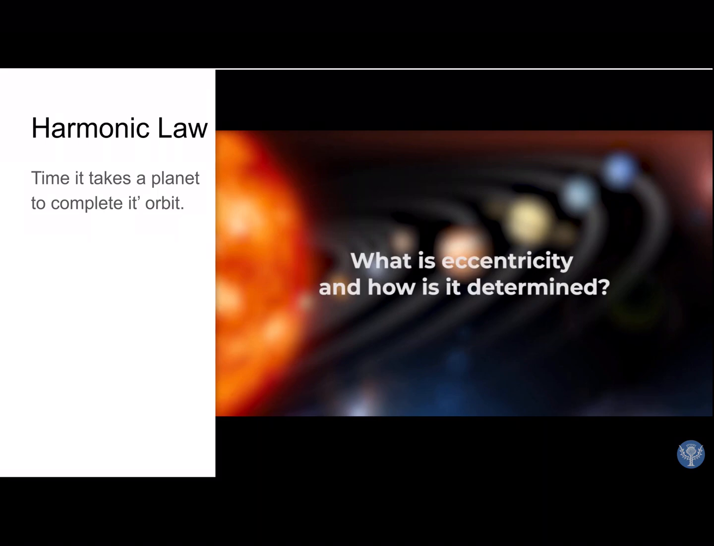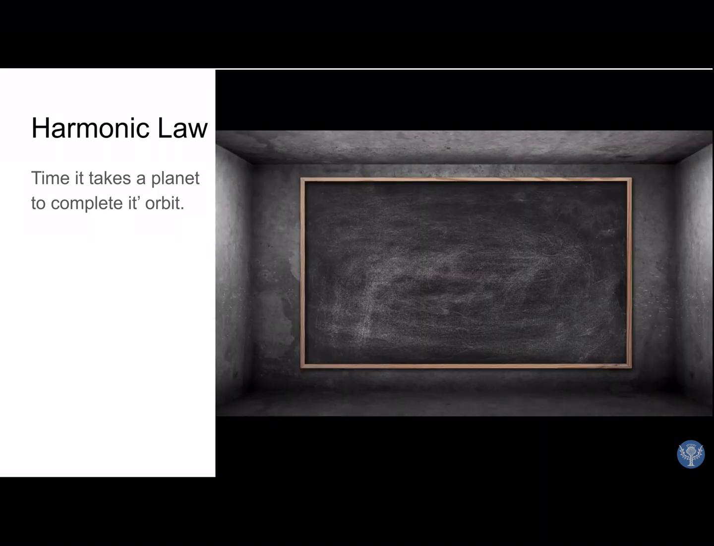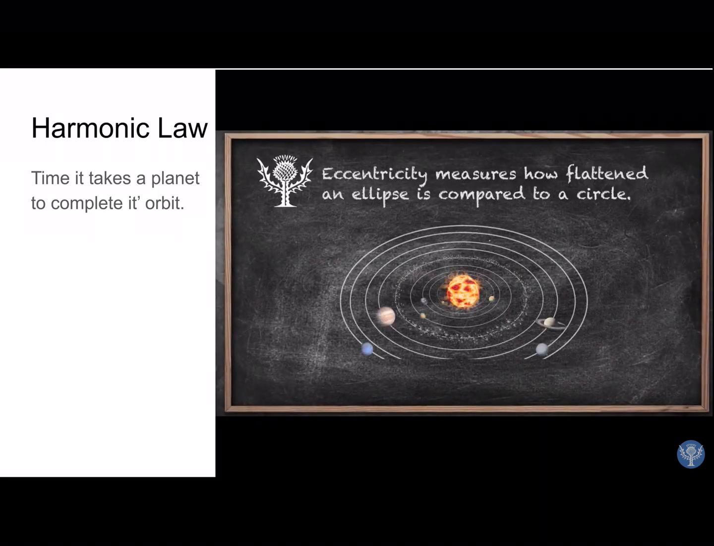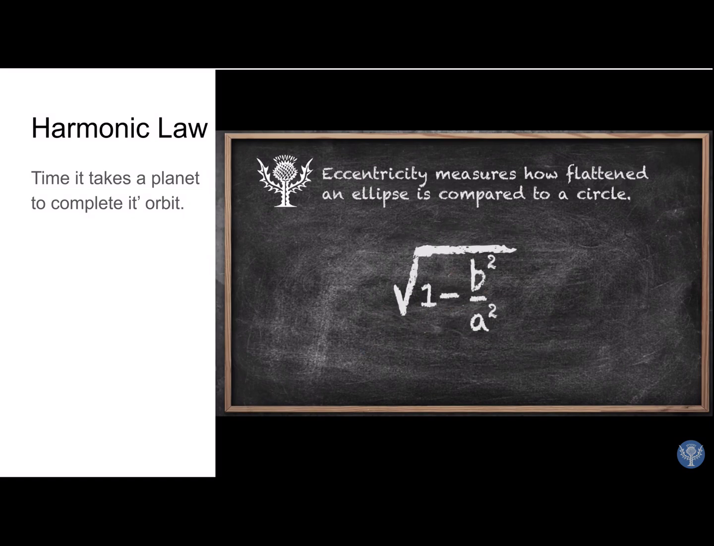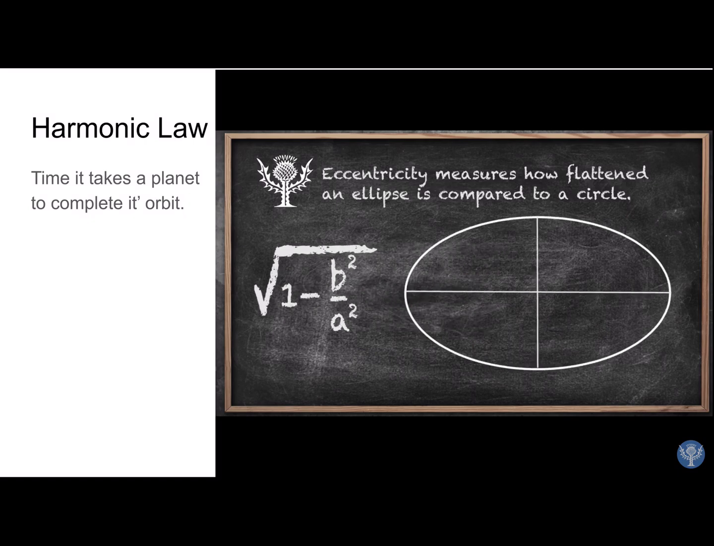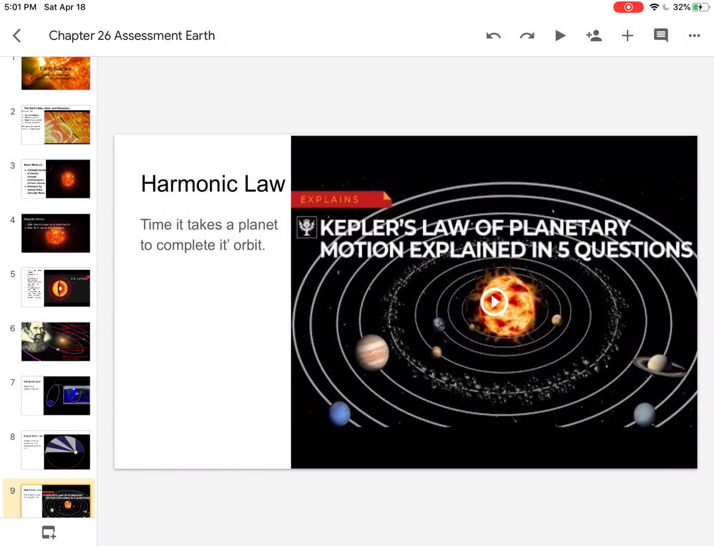But what is eccentricity? How do you figure it out? Eccentricity measures how flattened an ellipse is compared to a circle. We calculate it using this equation. So, what does that mean? Well, A is the semi-major axis, or half the distance along the long axis of the ellipse, and B is the semi-minor axis, or half the distance along the short axis of the ellipse. The equation is a way to compare these axes to describe how squashed the ellipse is.